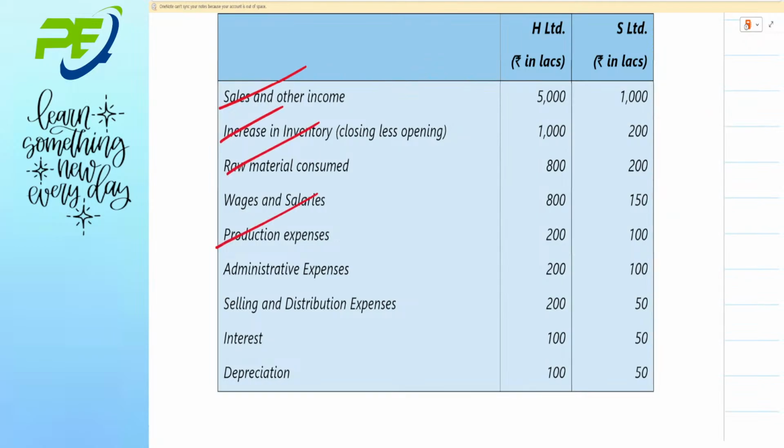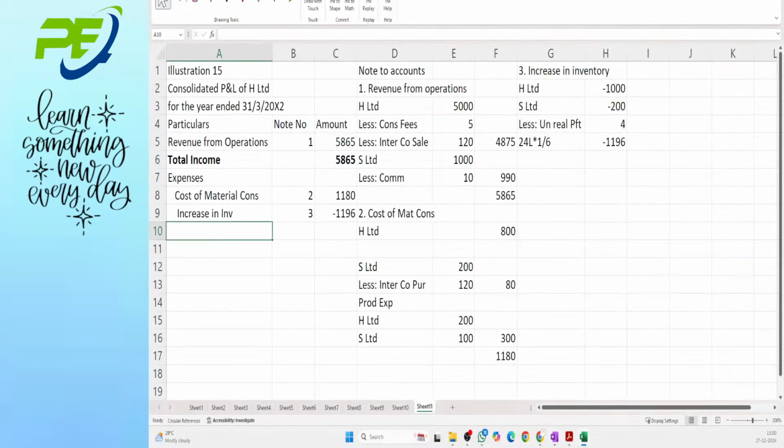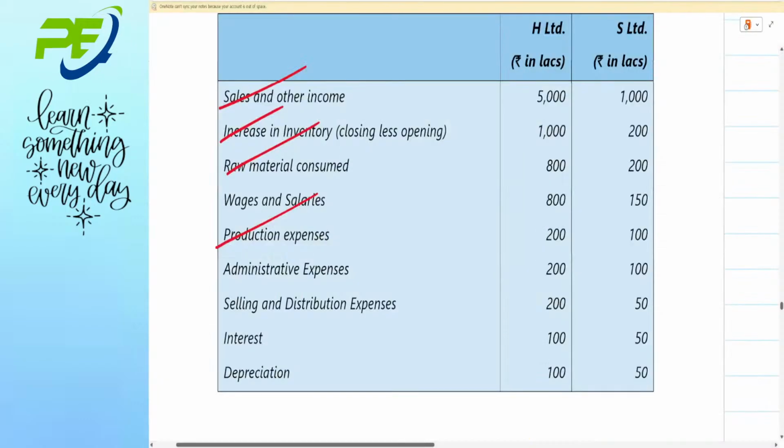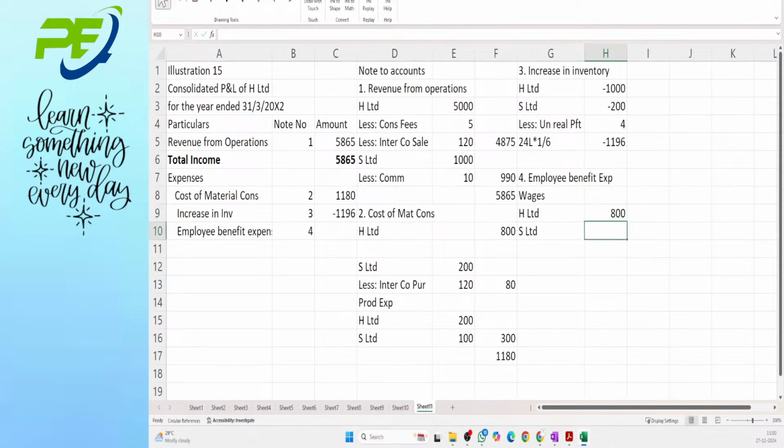Next, employee benefit expenses. Note number 4. It is wages. Wages: H Limited and S Limited, 800 and 150. Any adjustment required, bhaiya? No adjustment required. Post 950 directly.